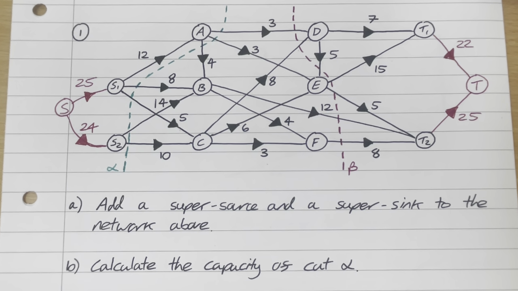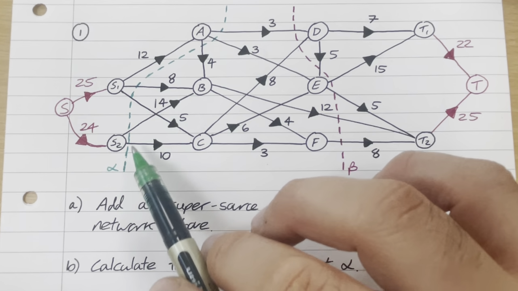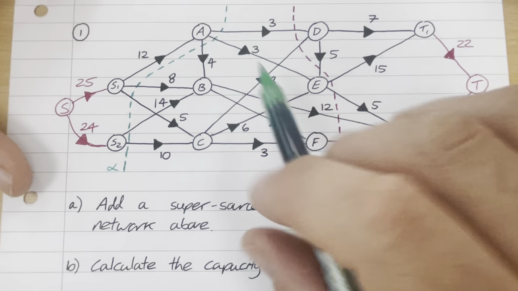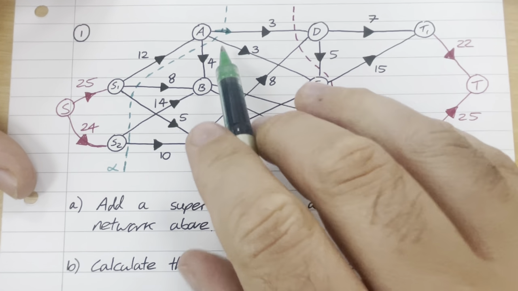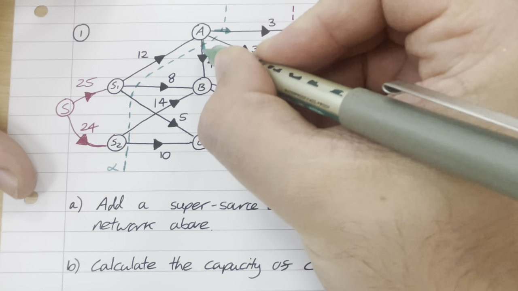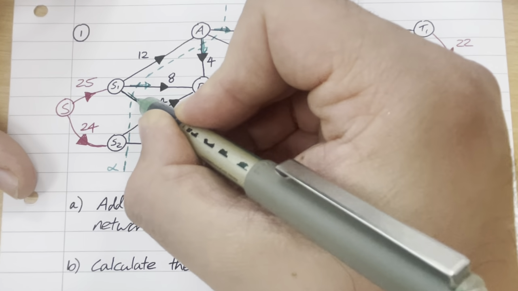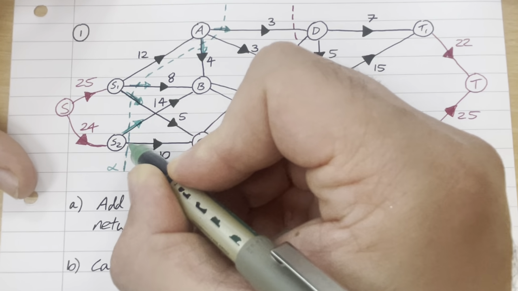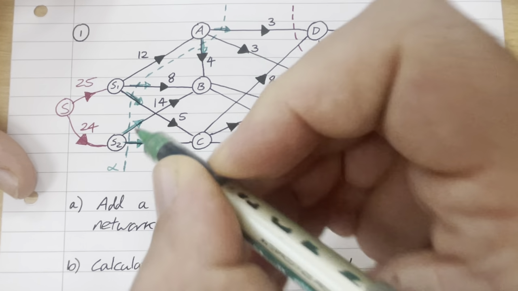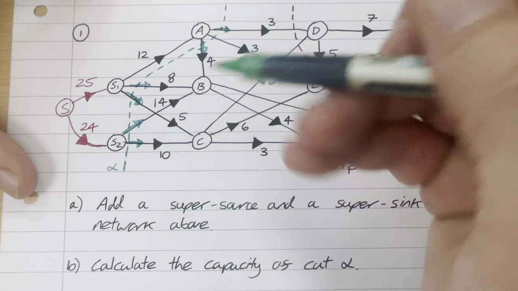Calculate the capacity of cut alpha. All right, so cut alpha, nice and conveniently labelled for us. It's already on our network. We've got that pipe there, which is fine. It's going from source to sink. That one there is okay. That one there is okay. That one there is okay, and that one there is okay, and this one here. So they're all going from source to sink side, so we're going to include them all in my calculation.